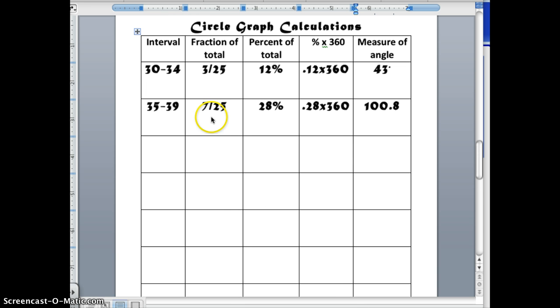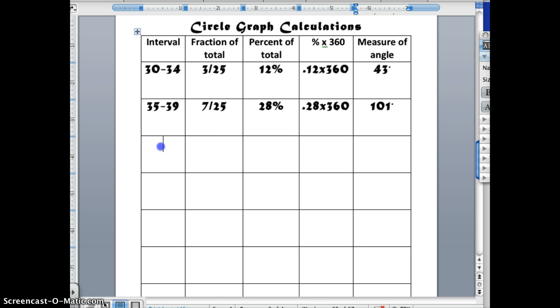Okay, so what you should have found was that 7/25 is 28%, and 28% times 360 gives you the number 100.8. Now remember I said we were going to round here, so 100.8 should get you a degree measurement of 101. And so with that, once you finish the rest of the chart, you should be able to have a total number of degrees of 360.